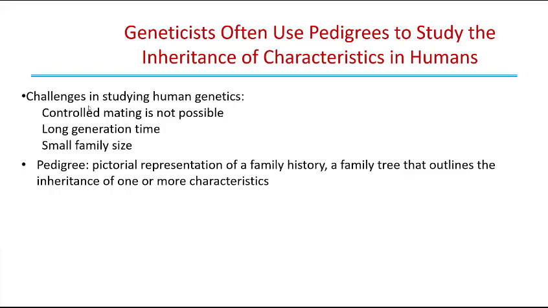There are a number of challenges to studying human genetics. First of all, we can't do controlled mating, right? We're just kind of stuck with the existing families that you can find. And there's a very long generation time and small family sizes, which makes statistical analysis a little bit more difficult.